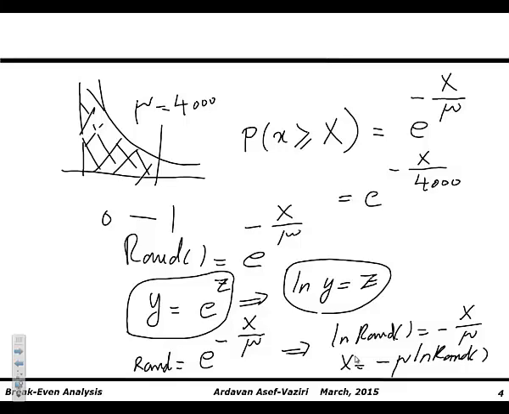So in order to create an x from this distribution, all I need first is to create a rand, and that is easy. Then compute the ln of that rand, then multiply it by negative mean. And that is what I am going to do right now.